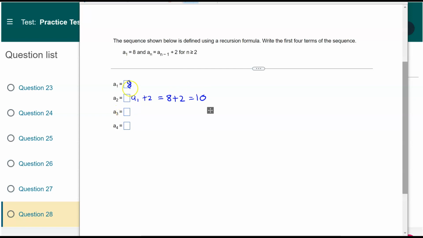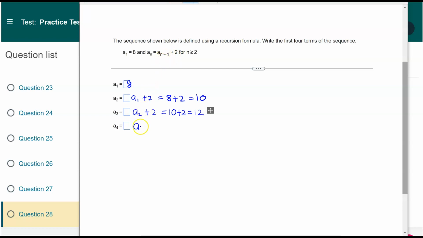Now for a sub 3, that means replace n by 3. So a sub 3 is equal to a sub 3 minus 1. 3 minus 1 is 2. So that means it's a sub 2 plus 2. And what is a sub 2? A sub 2 is 10. Plus 2 is 12. Now, a sub 4 is just equal to a sub 3 plus 2.